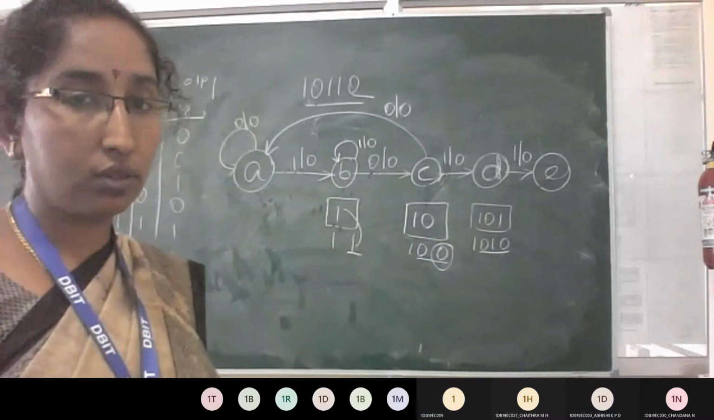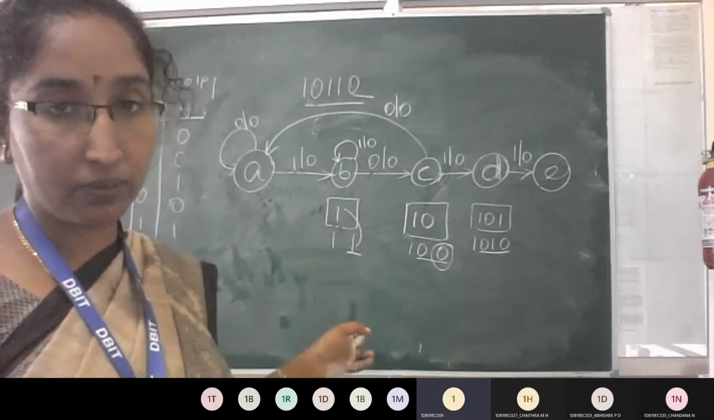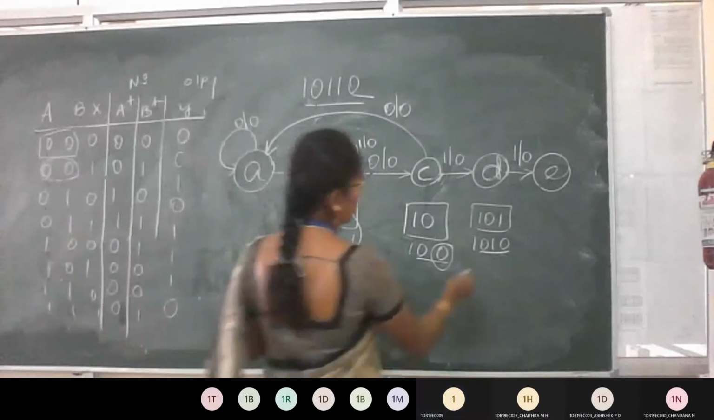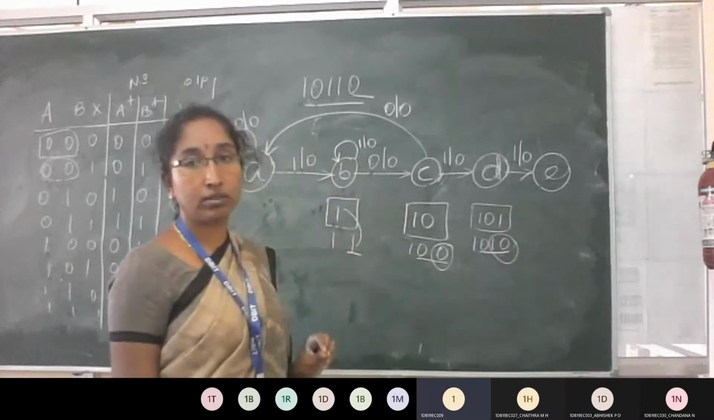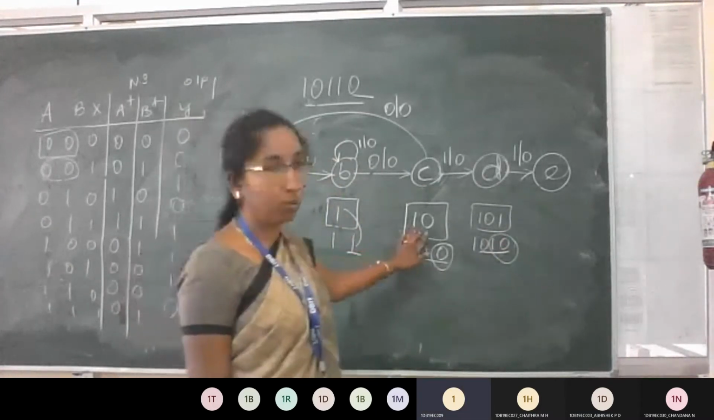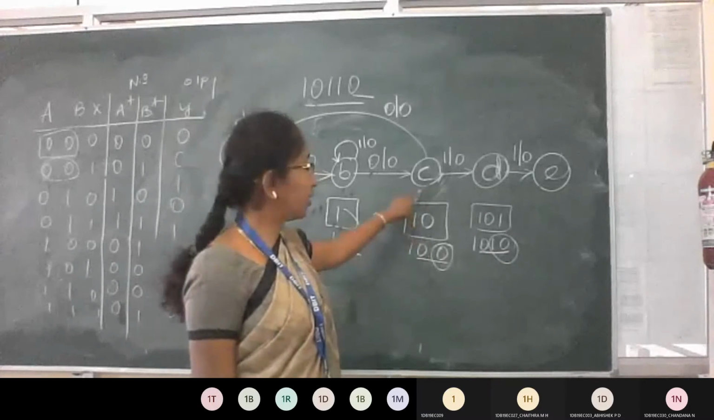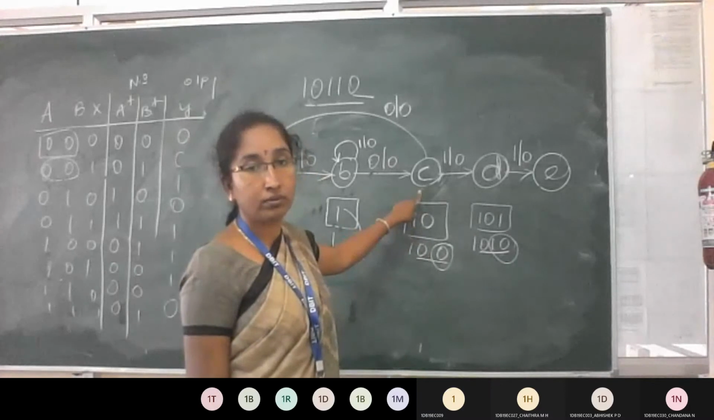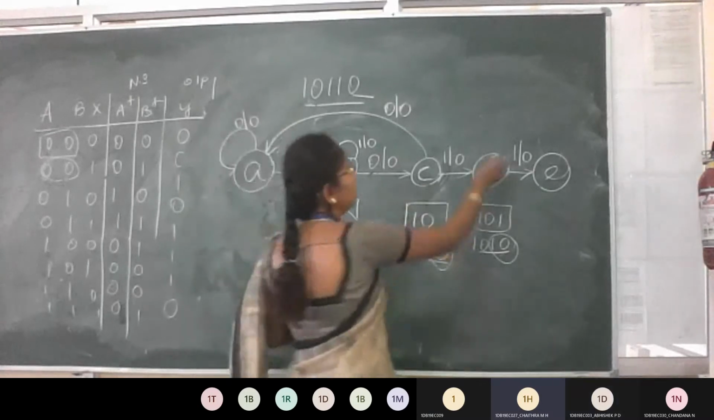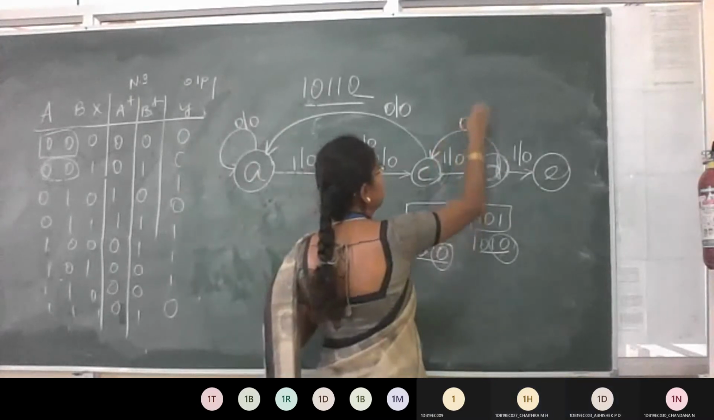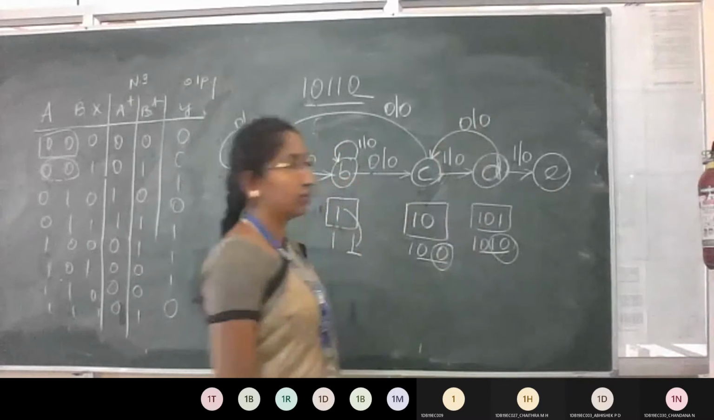No, ma'am. No. So next compare 2 bits. The last 2 bits. Is it matching 1 0? 1 0 is matching with the 2 bits? Yes. What is the state of 1 0? C. So D has to go to C. When x value is 0, output is 0.